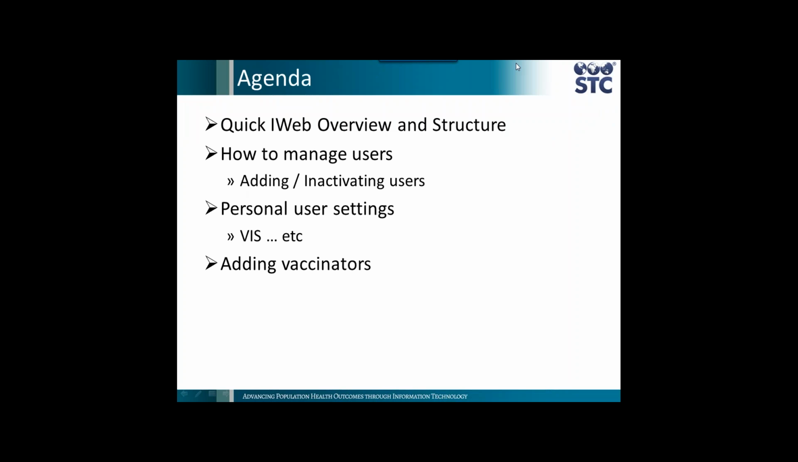All right, so the agenda today, we'll quickly go over the overview and structure of IWeb. Basically what IWeb is just a portion of the Washington State Immunization Information System. And we'll talk about how to manage users. So I'll actually demonstrate how to add users and activate users. We'll quickly talk about some personal user settings that we have in the registry. And then we'll also close with talking about how to add those users as vaccinators.